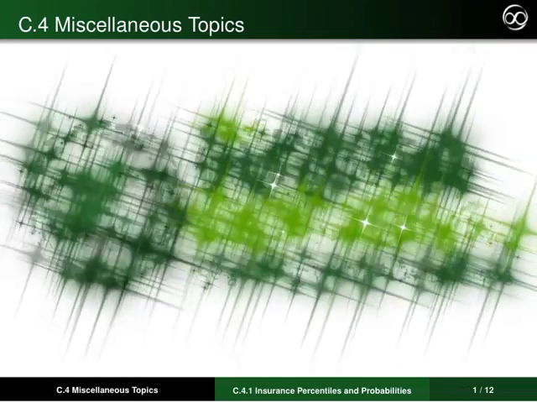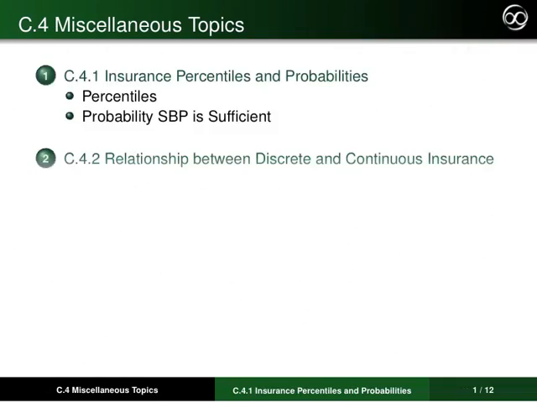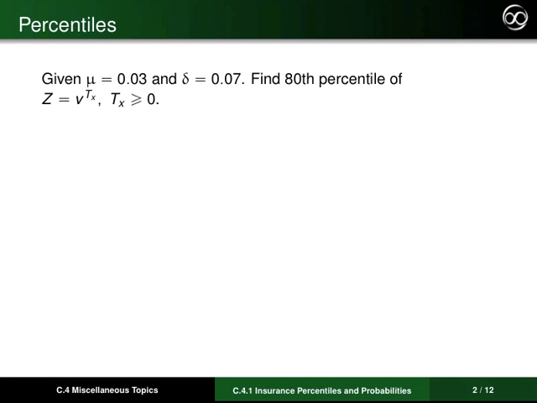This is lesson C41, Insurance Percentiles and Probabilities. In this section, Miscellaneous Topics, we'll have two lessons. The first one will be on Insurance Percentiles and Probabilities, and the second lesson will be on the relationship between discrete and continuous insurance. In this lesson, we'll talk about percentiles, and we'll find the probability that the single benefit premium is sufficient. Let's jump straight into percentiles.